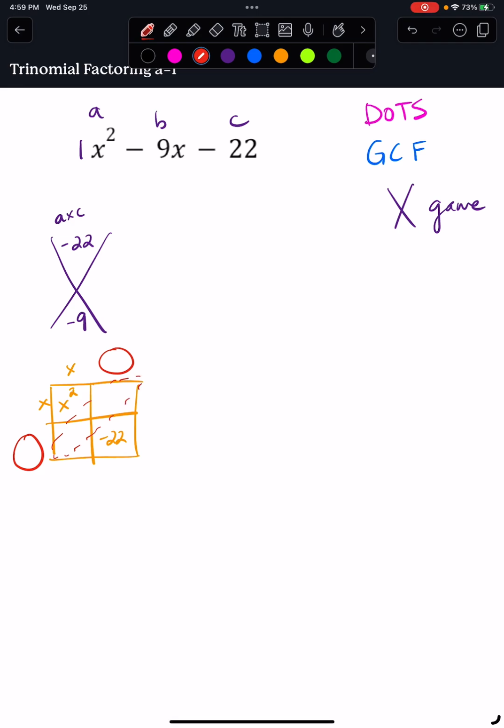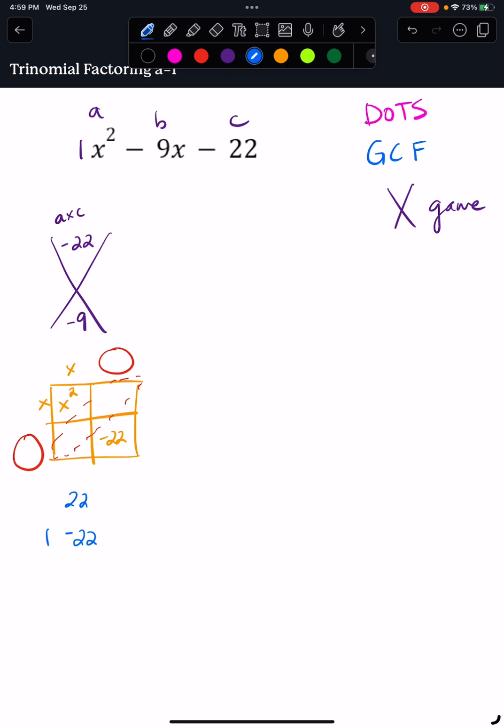So we could begin by listing out the factors of 22. So we have 1 and 22, which are too far apart, because if I have a negative 22 and a positive 1, that'll get us to negative 21, and we want this to be negative 9. Also note that because c is negative, one of our values will have to be negative and one will have to be positive. And because our b value is negative, we know the larger number will be negative.